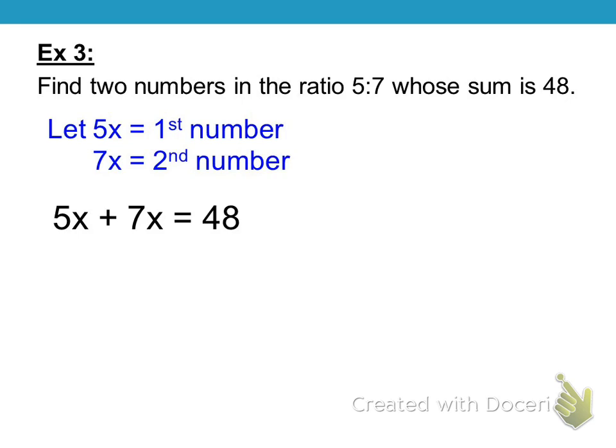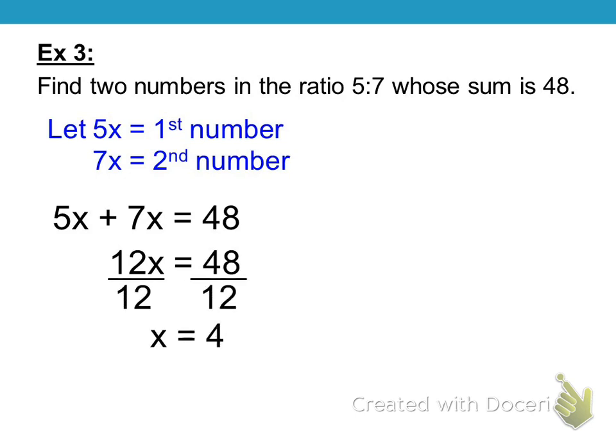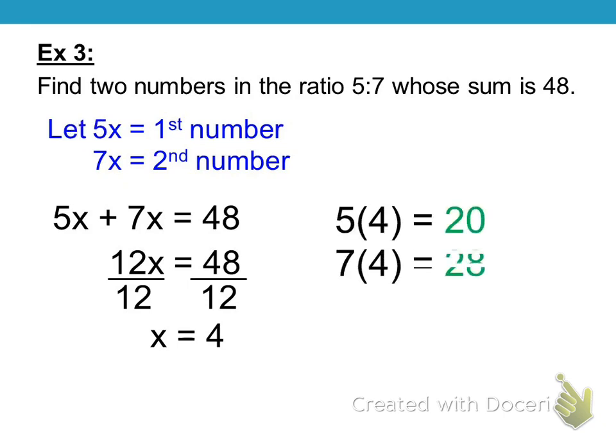But yes, I think you are correct because once you add those, you'll get 12x. And then when you divide 48 by 12, you get 4. But that's not the answer. I have to take it back. You know what I'm saying? Multiply. So 20 and 28. And then I always check to see if you reduce that, like if you did 20 over 28 and reduced it, you better be getting a ratio of 5 to 7, and they better add to 48, or you have messed up.